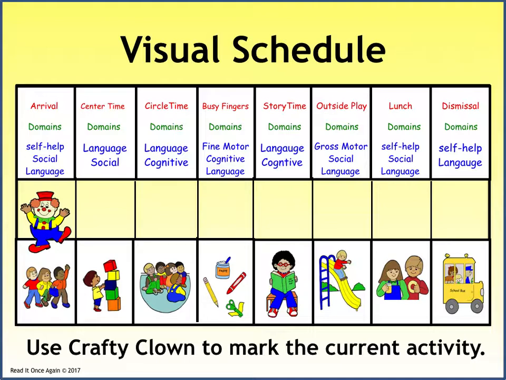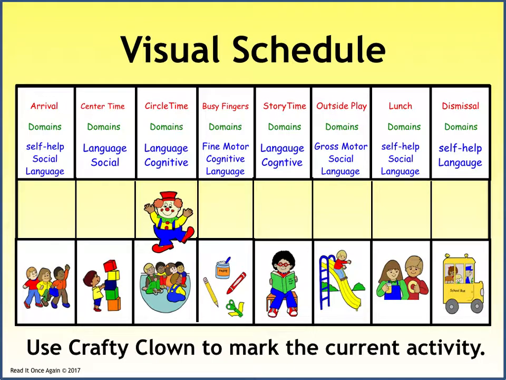This schedule is like a clock for your students. The concept of time is very abstract. Crafty Clown is a marker included with the visual schedule that is moved each time the children change to a new activity. Crafty is moved by the teacher, or a student can be assigned the duty of moving Crafty along the day. The schedule easily allows students to see what has already occurred during the day and helps to predict what will happen before it's time to go home.